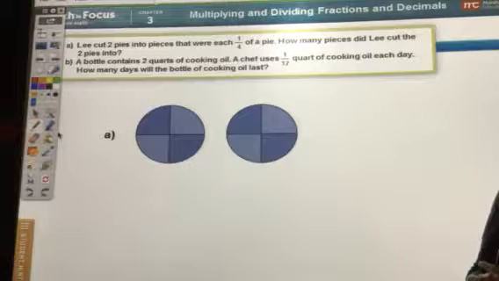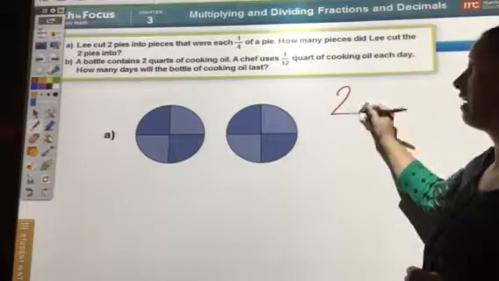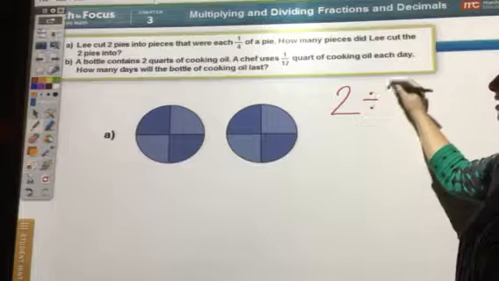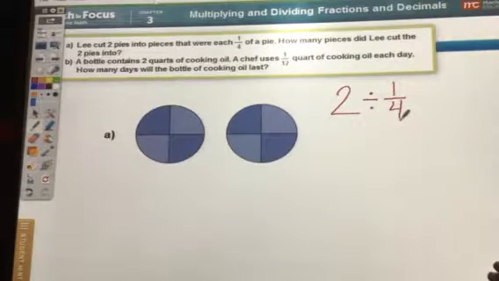Looking at example A, it says Lee cut 2 pies into pieces that were 1/4 of a pie. How many pieces did Lee cut the 2 pies into? So we started with 2 pies and we're dividing them into pieces that are 1/4 of a pie. And we want to know how many pieces did Lee cut the pie into.